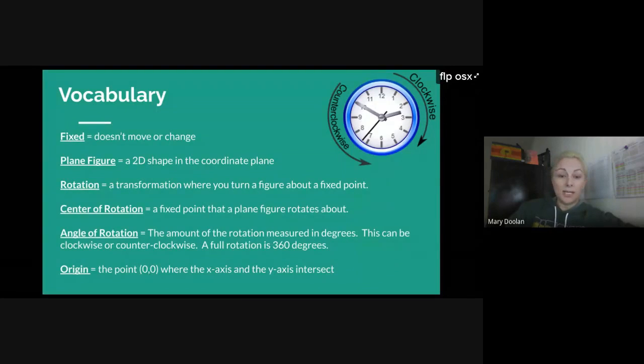Rotation, so if we're rotating something, we're turning something. So when you rotate, you turn, and you turn it about a fixed point, about a point that doesn't move. You have a center of rotation, which would be the point that you're turning it about. And most often we're going to use the point 0, 0.